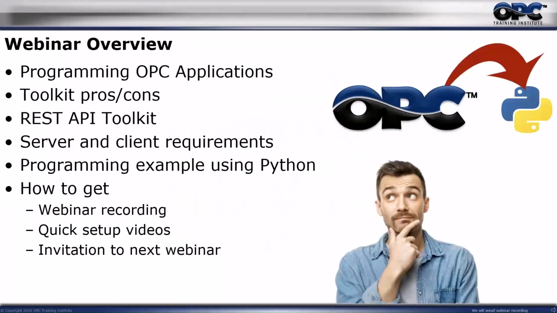We're going to speak about programming OPC applications, when you might do this, the available toolkits, the pros and the cons, the good and the bad. We will very specifically talk about a REST API toolkit. Then we'll talk about the server and client requirements. And finally, I will actually show you an example using Python, where we will very specifically read data.